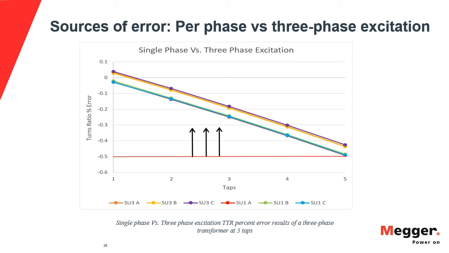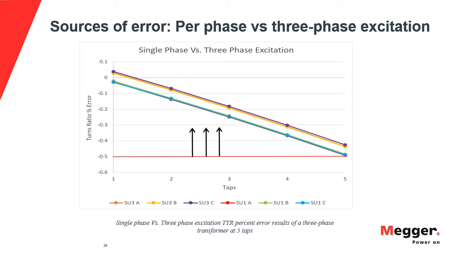When we compare per phase excitation, we see a pretty uniform transition between taps, but when we went to three-phase excitation, energizing the three phases at a time, all of our results shifted towards zero, or became smaller in this case. So again, a more accurate reading when doing a three-phase excitation versus a per phase excitation.